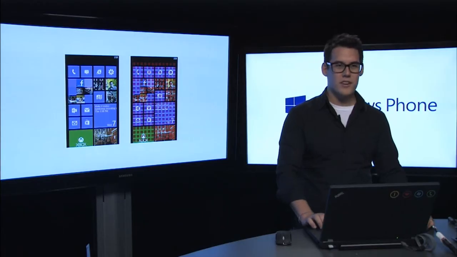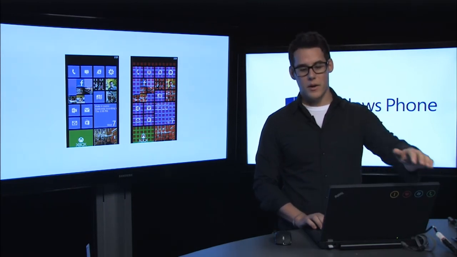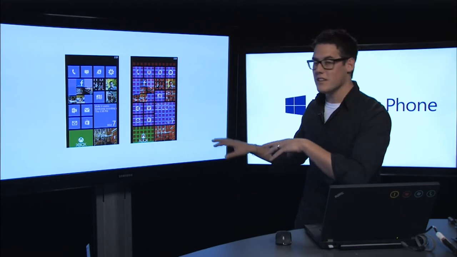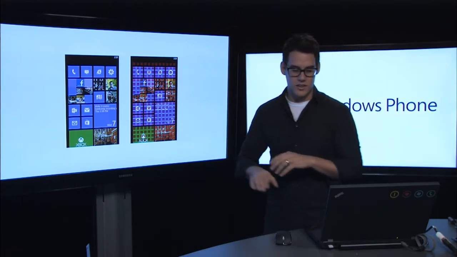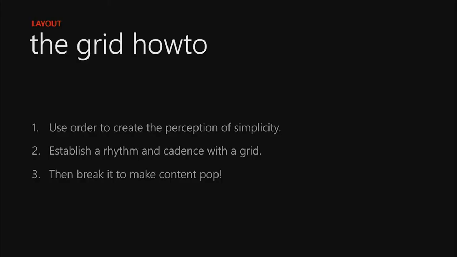So here's a couple of grid how-tos. I can't tell you how to use the grid, but you can go online to windowsphone.com and then the design page and download these grid samples. These are all helpers that you can use for designing your own Windows Phone applications. But here's a couple of quick rules.